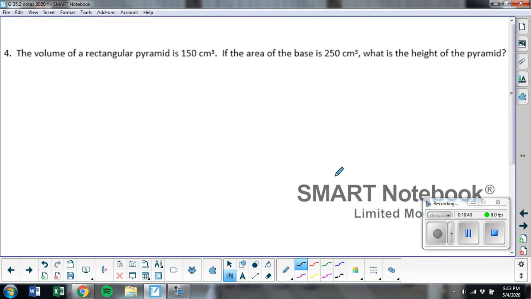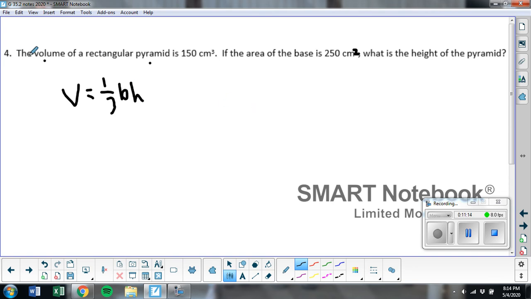Okay, last one. The volume of a rectangular pyramid is 150 centimeters cubed. If the area of the base is 250 centimeters cubed, what is the height? Ooh, this should be centimeters squared. Sorry, typo, fix that. What is the height of the pyramid? Now, just because it's in words and not in picture form, don't be confused. What are we talking about? We're talking about volume, we're talking about a pyramid. So let's write the formula. Volume equals 1/3 area of the base of the pyramid times the height of the pyramid.